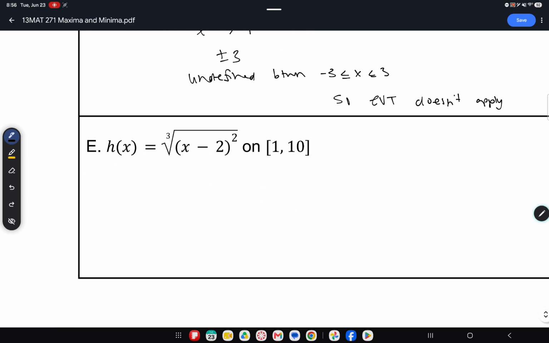Ooh, let's see this one. Oh my gosh, I wonder if my video is picking up. Can you hear the rain in the background? It is like downpouring outside right now.